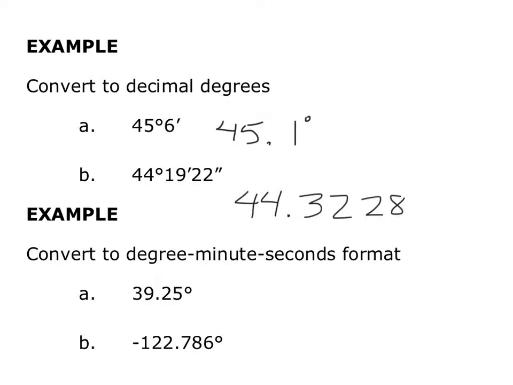So, how did you do it? Tell me how you did it. I took 44 plus 19 plus 22 divided by 3,600. So the 19 divided by 60, the 22 divided by 3,600. How was that? Easy peasy. Love it. Okay.